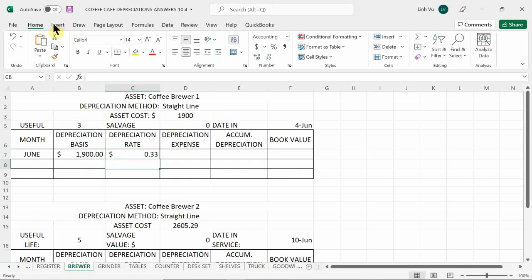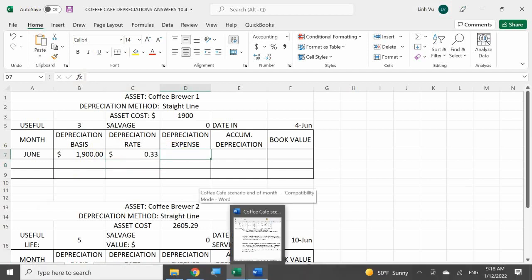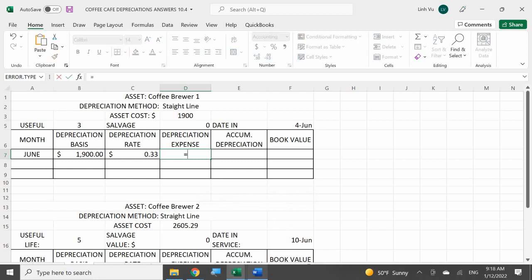Gives you 33 cents each. Okay. Now, how much depreciation expense am I going to incur? It's depreciation basis times rate. Good. $627. Okay, I didn't get 627. I got 633.33.